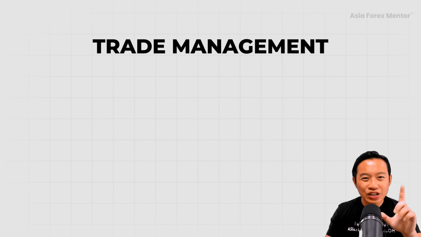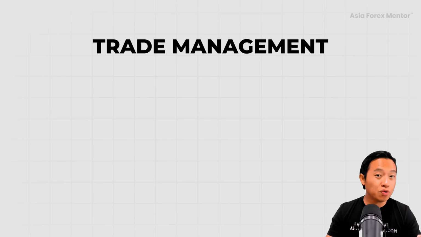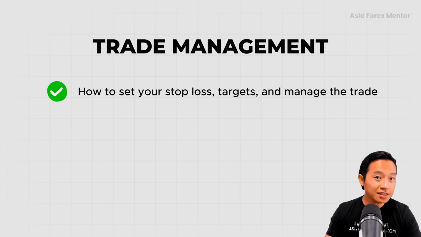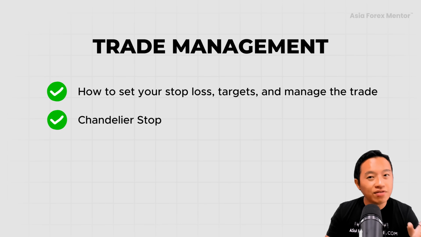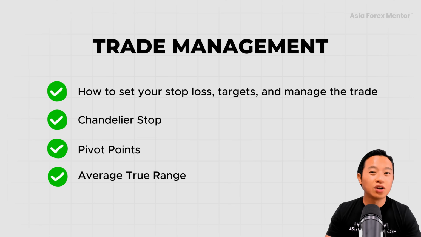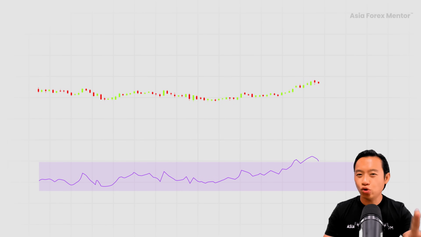Finally, the last group of indicators assist you in managing your trades. These indicators help you set your stop loss, your take profit, your trailing stop loss, and more. Examples of such indicators include the chandelier stop, pivot points, and the average true range, which is the ATR. Okay, so let's illustrate with pivot points, which is a commonly used tool, isn't it?